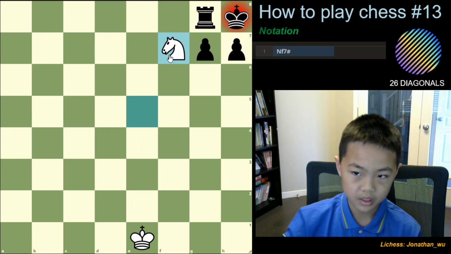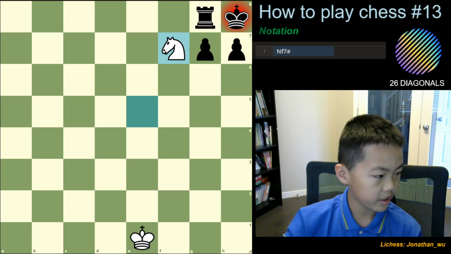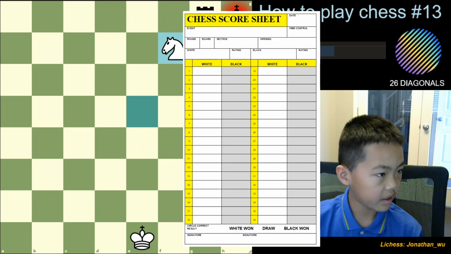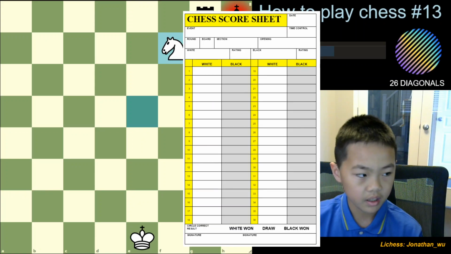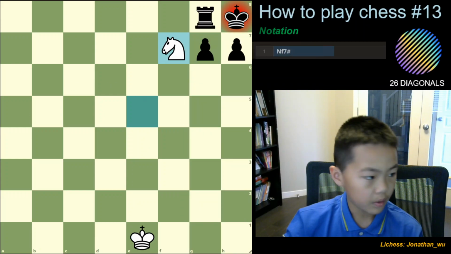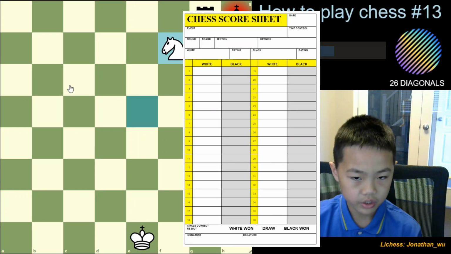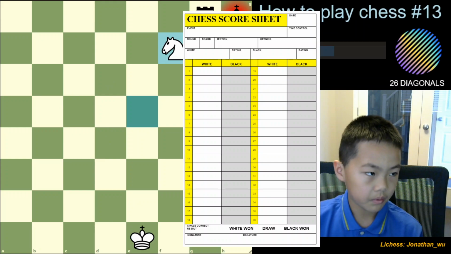So if you're playing OTB chess, you might want to write down the score, and I'll show you a score sheet. And it's like this. It would say that white won and stuff, and draw, black won, and you just circle it. But you might want to write the score down right under where you move, like the last move. So for that, you would write maybe 1-0. I'll show it again. 1-0 would be white won.